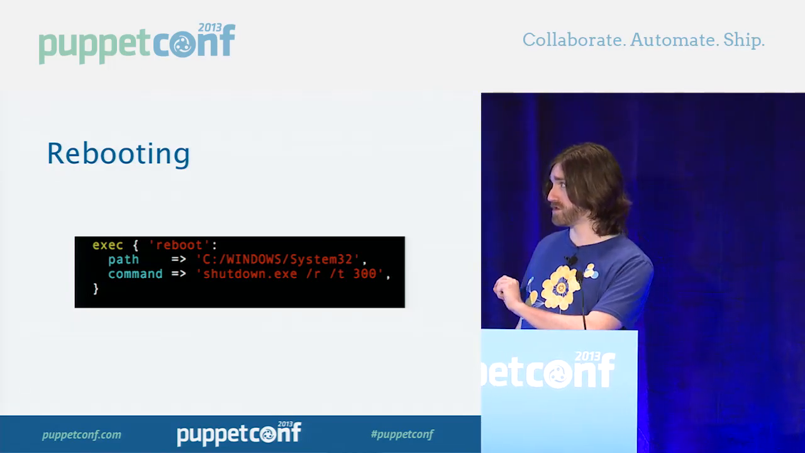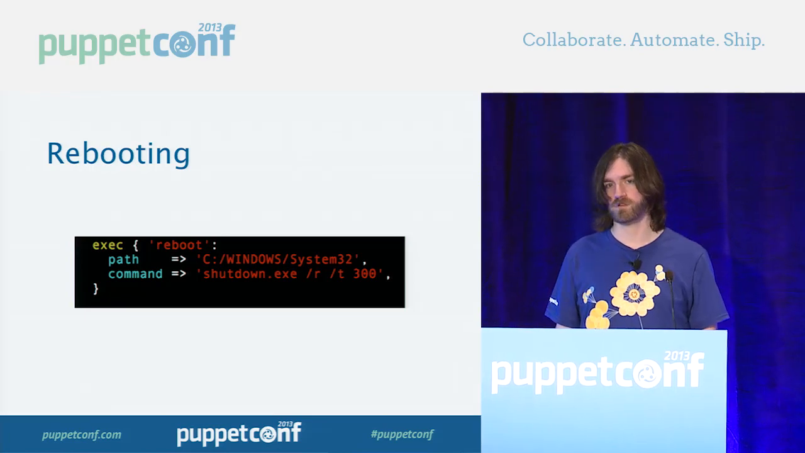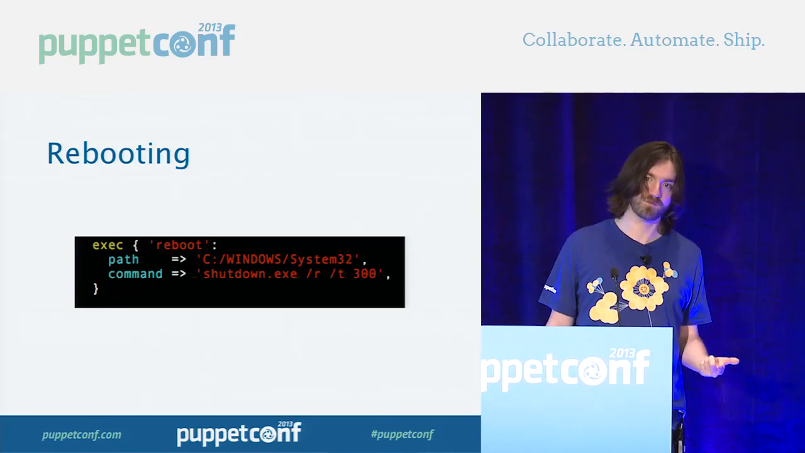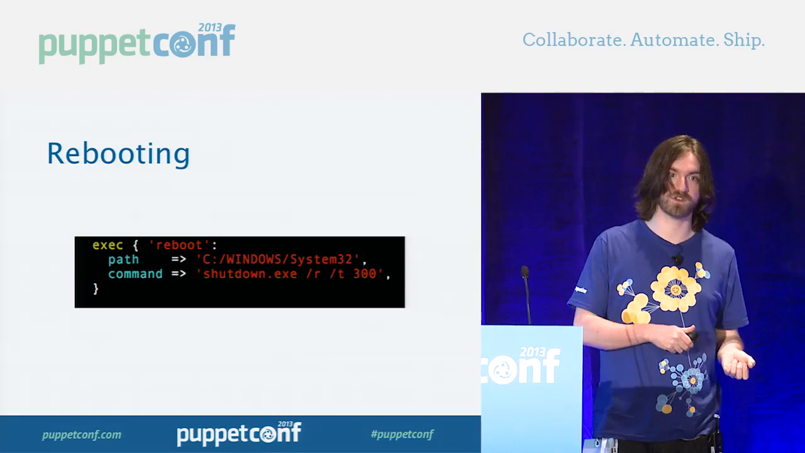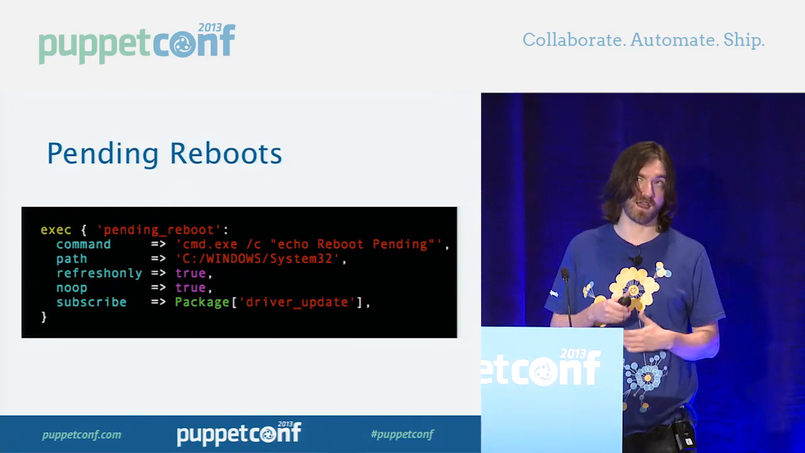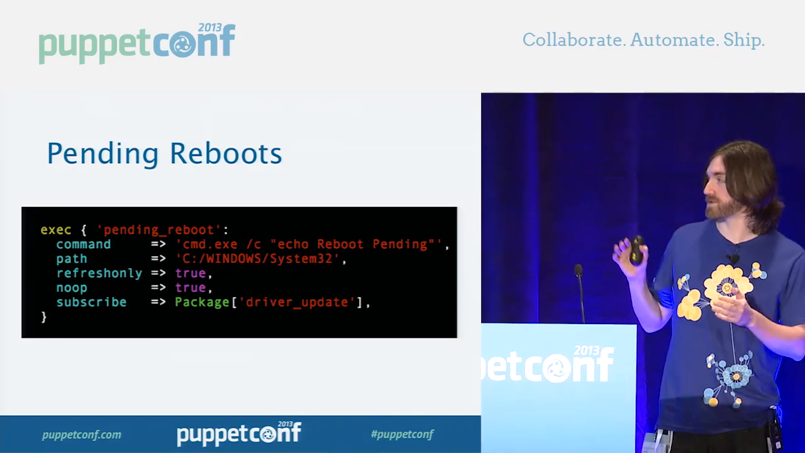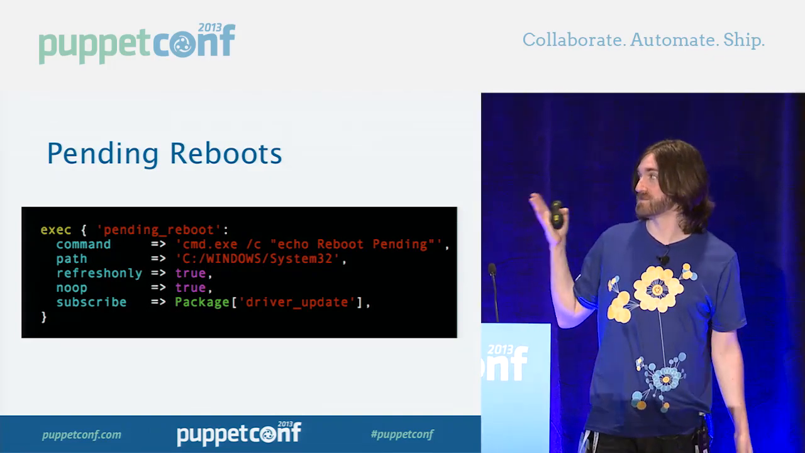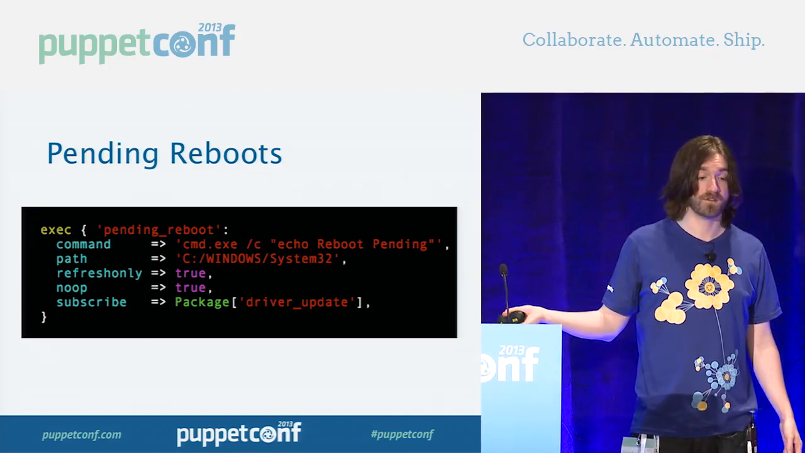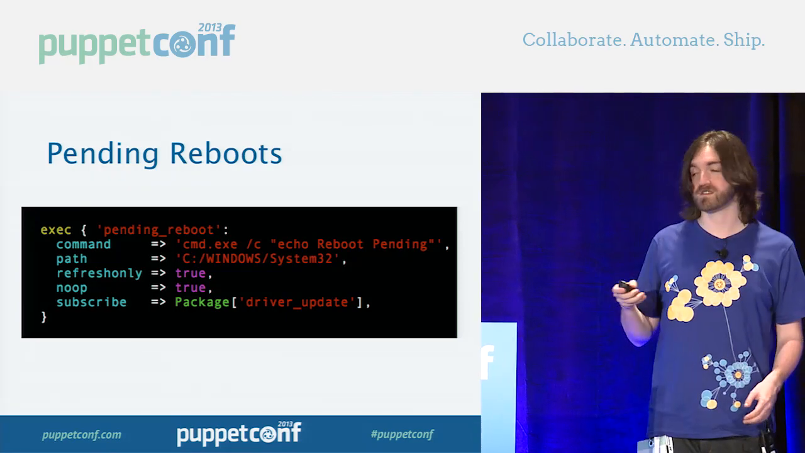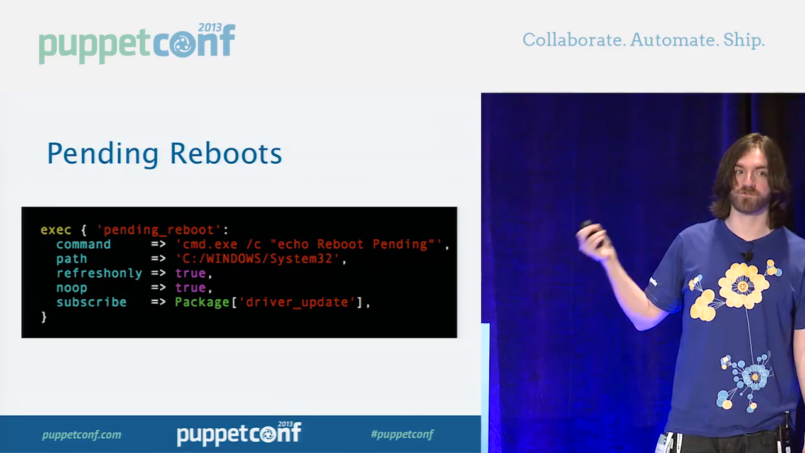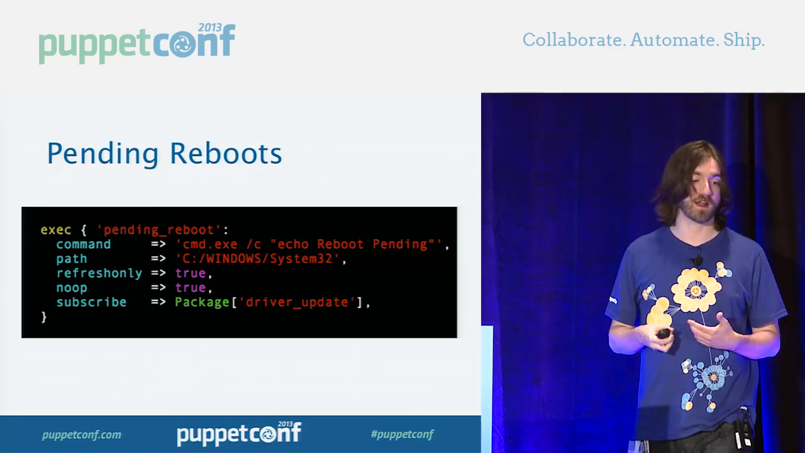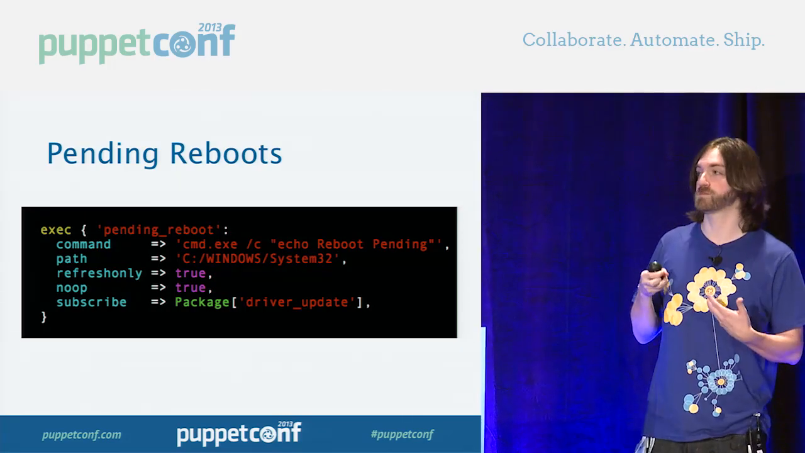So some people argue that rebooting is actually an orchestration problem, and even if it's necessary to do tons of reboots in Windows for configuration, you should not ever have something automatically restarting their system. I often agree with these people, so a typical approach is to have a simple exec that doesn't do anything. It just says we have a reboot pending, set to be refresh only and noop true. That means this exec will only ever find its way into the catalog where it actually needs to run if something else before it has changed.